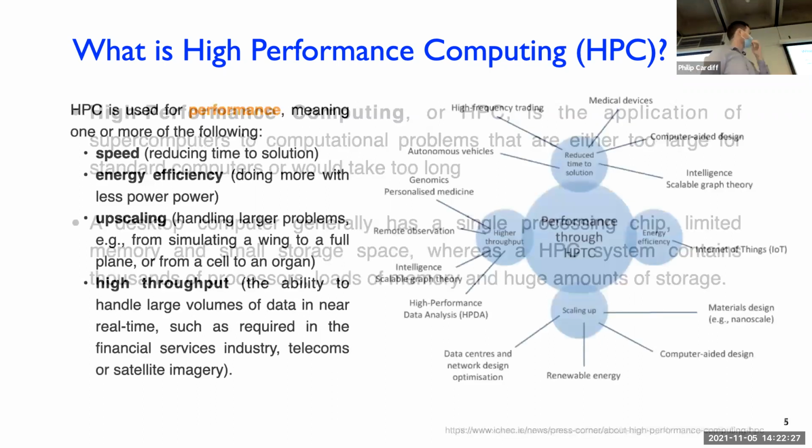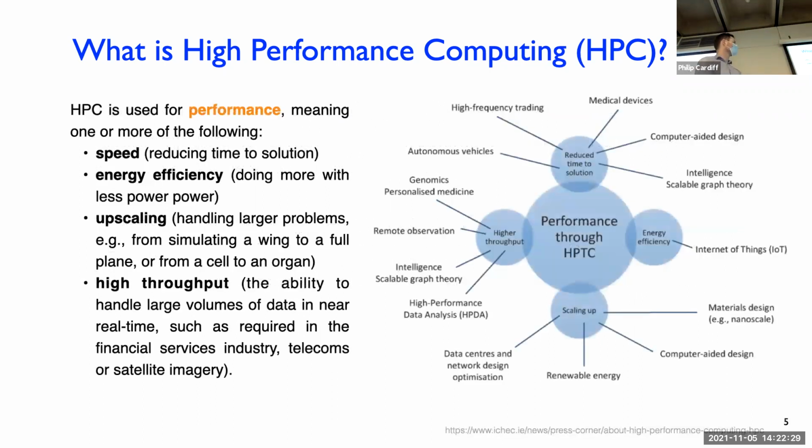So examples of why HPC is used. It's used for performance. So what's the definition of performance? Speed. If something would just take too long otherwise, you just want to run it faster, you would use a supercomputer. Energy efficiency. This is maybe one thing that people don't think about so much, but it might just use too much electricity if you use a lot of desktops, whereas it's more efficiently set up in a supercomputer like a rack system. Upscaling, so handling larger problems.